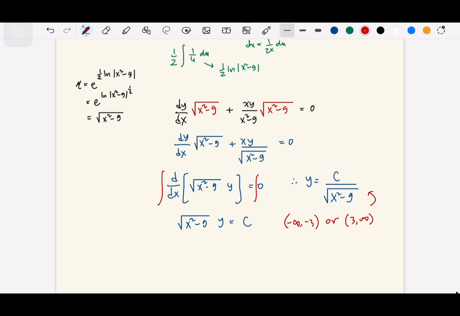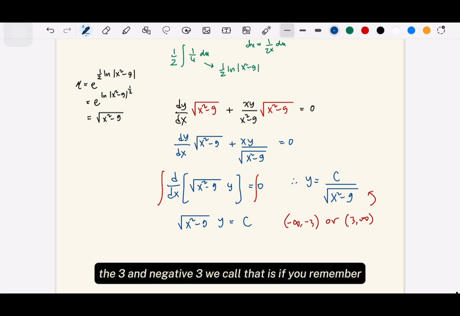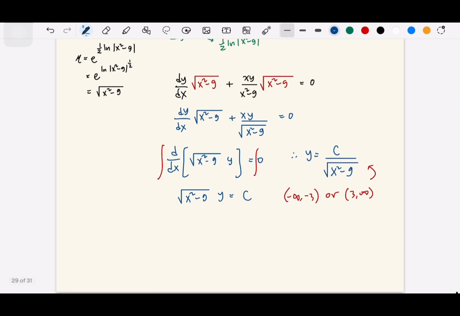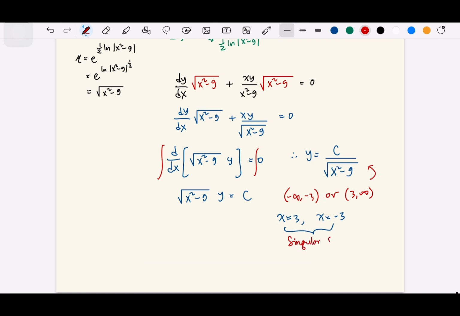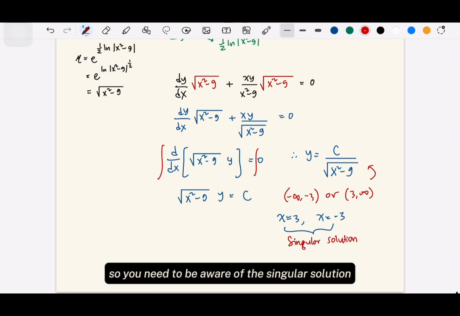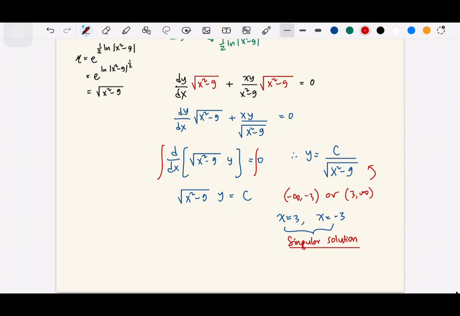And this 3 and negative 3, we call that, if you remember, x equal 3 and x equal negative 3, they both are singular solutions. So you need to be aware of the singular solution. Usually it will come up when you have some discontinuity in your functions. So perhaps you have a singular solution.